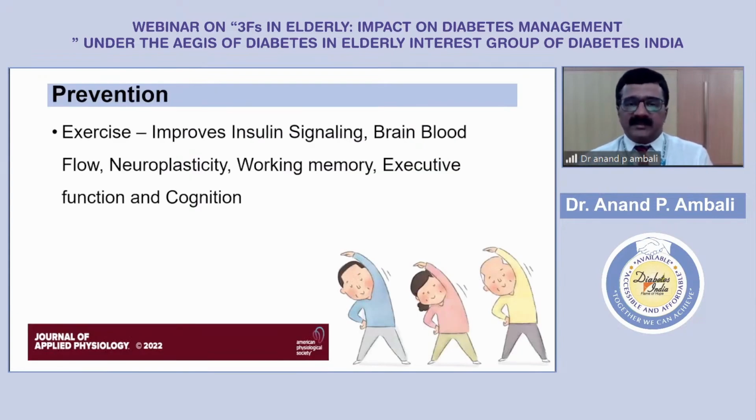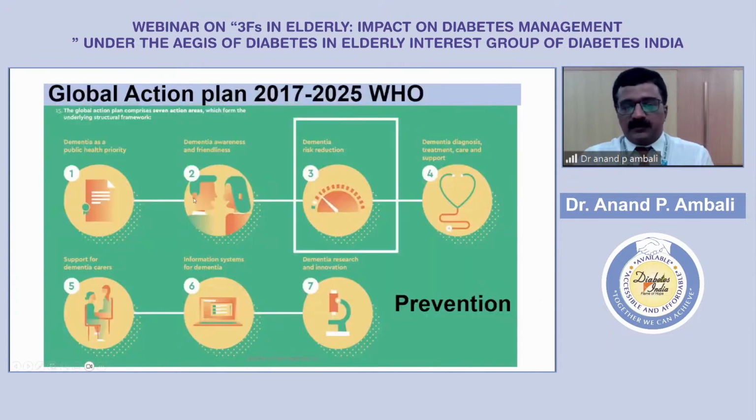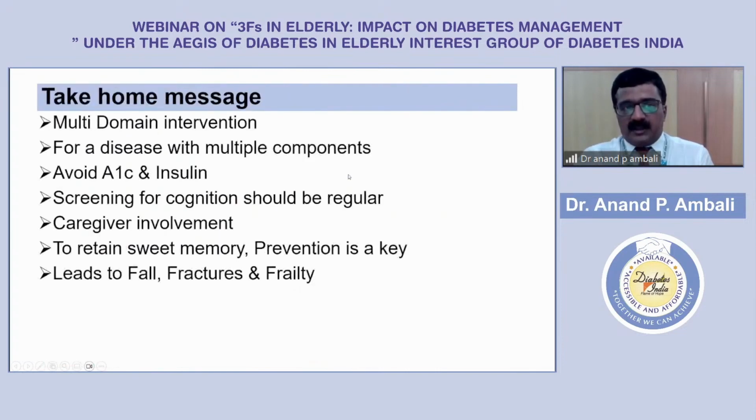Exercise prevents the occurrence of dementia or delays it in older people, as it improves neuroplasticity, working memory, cognition, and those. Even WHO is giving a lot of importance to dementia risk reduction, and that is what we are doing through this program.